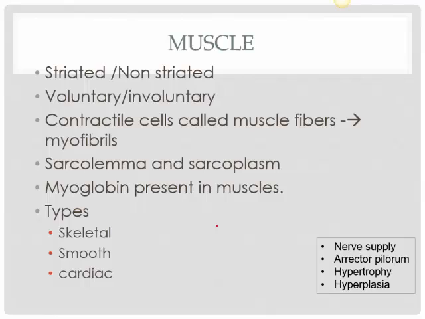So that was connective tissue. We next move on to muscle tissue. And again, first is classification. So classification based on structure.